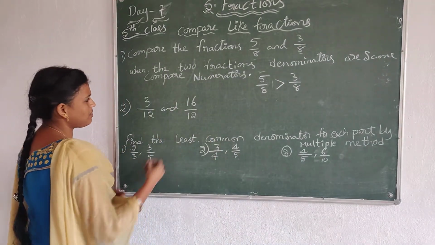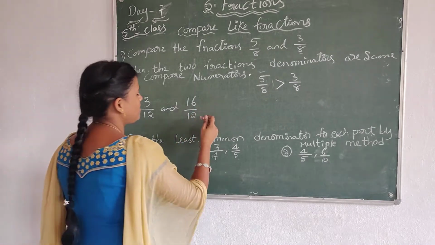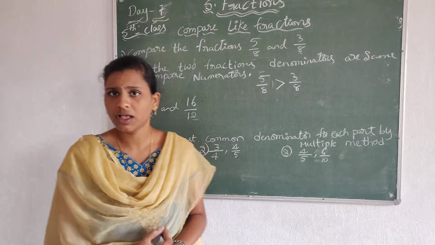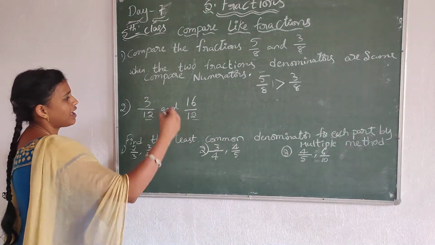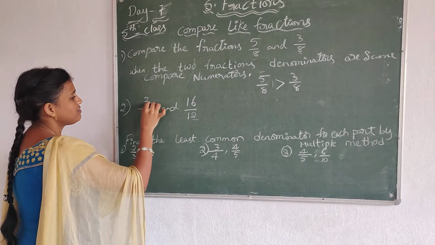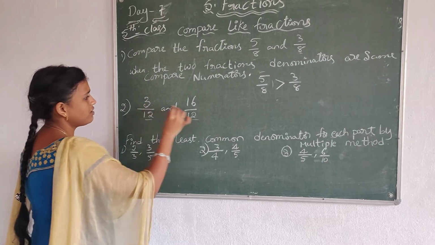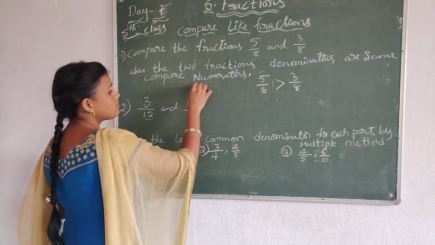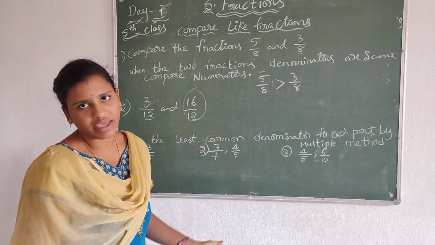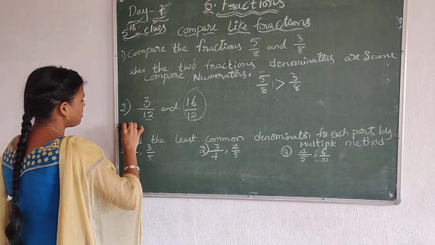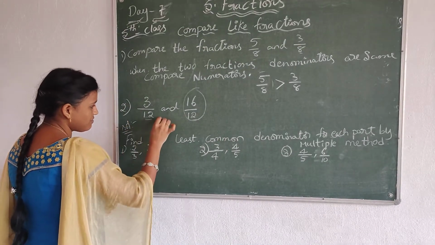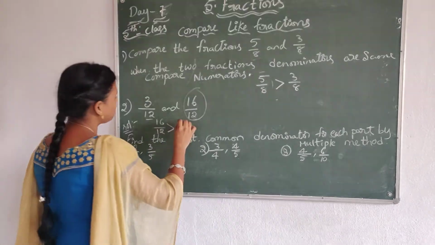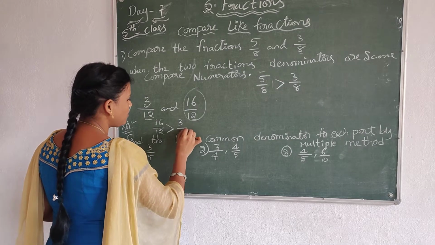Okay. Comparison: 3 by 12, 16 by 12. These two denominators are also the same. So check and compare the numerators. See the numerator 3 here, 16. Which is bigger? 16 is bigger. So the fraction becomes big. The answer is 16 by 12 is greater than 3 by 12.